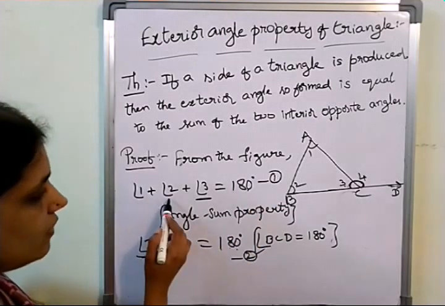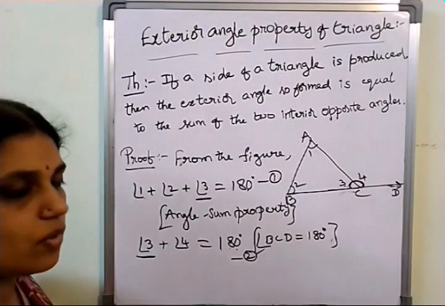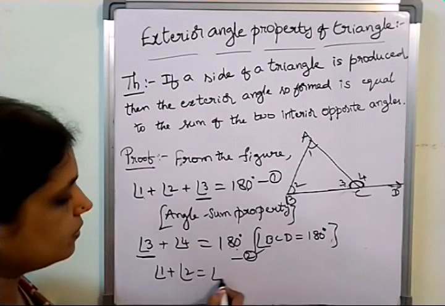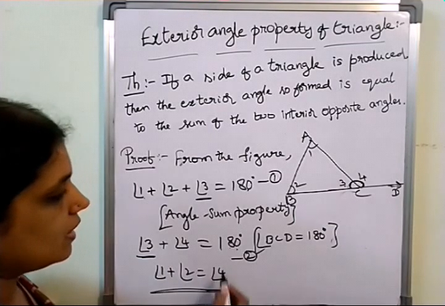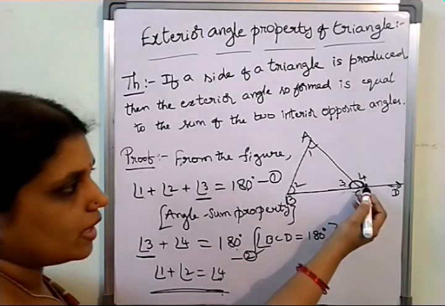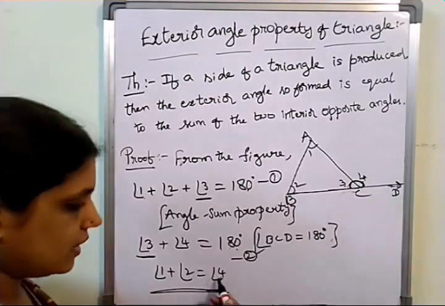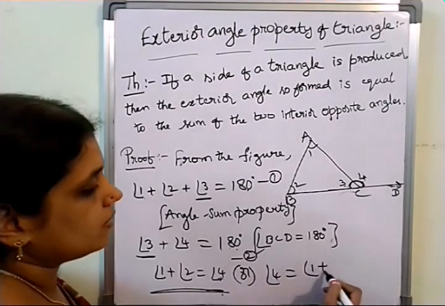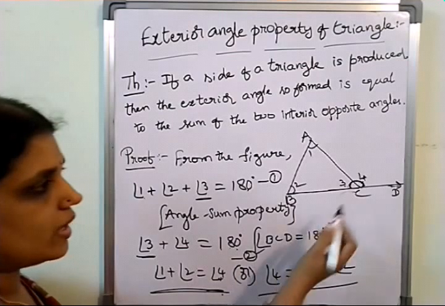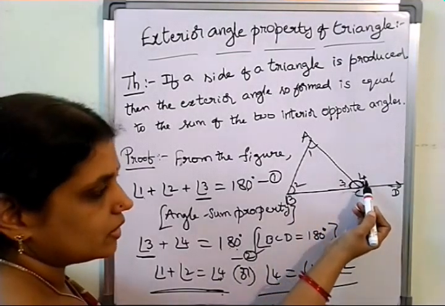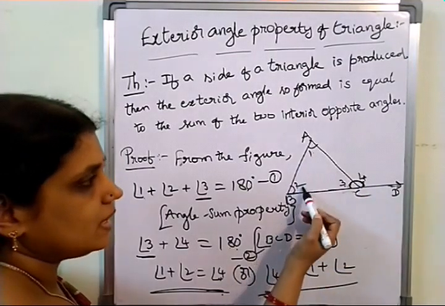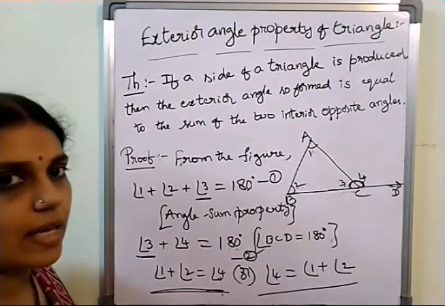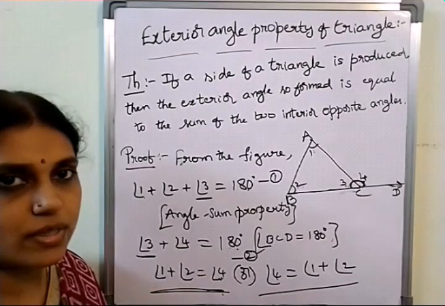So here in place of angle 1 plus angle 2, we can write angle 4 also. So angle 1 plus angle 2 equal to angle 4. That means what? The exterior angle. Here what is angle 4? Exterior angle. Okay. Here you can write like this, or angle 4 equal to angle 1 plus angle 2. Both are same. So exterior angle is equal to sum of two interior opposite angles, angle 1 plus angle 2. This is exterior angle property. Hope all of you understood.